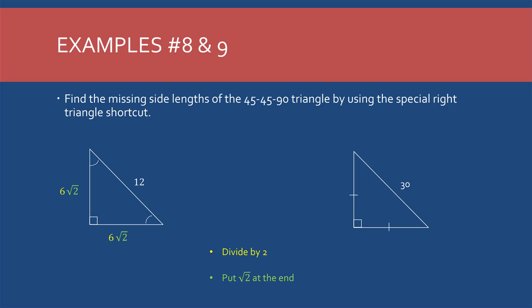Let's do another one. This one has an example length of 30 for the hypotenuse. First step, divide by 2. 30 divided by 2 is 15, and then simply put a square root of 2 at the end. So 15 square root 2 is the length of each one of those congruent legs of my isosceles triangle there.